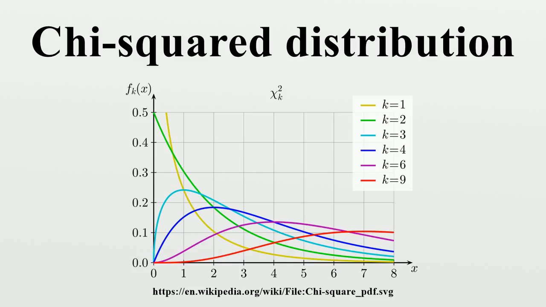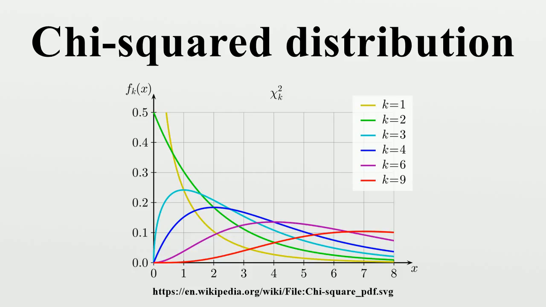Definition: if Z1, ..., Zk are independent, standard normal random variables, then the sum of their squares is distributed according to the chi-squared distribution with k degrees of freedom. This is usually denoted as χ²(k). The chi-squared distribution has one parameter, k, a positive integer that specifies the number of degrees of freedom.